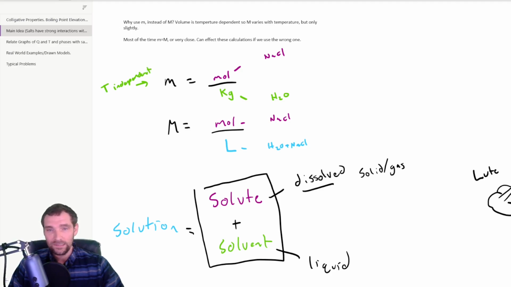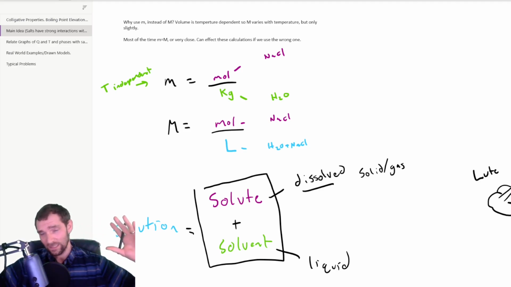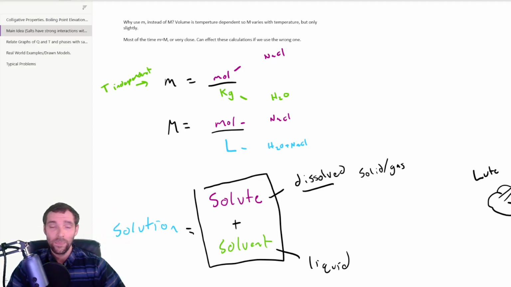And that's because it's not a measurement of volume, it's just mass. That mass won't change its weight. The liquid is going to expand when it gets warmer, but its mass isn't going to change. So that's kind of the reason that we use little m versus big M. Most of the time, little m ends up being close to big M.